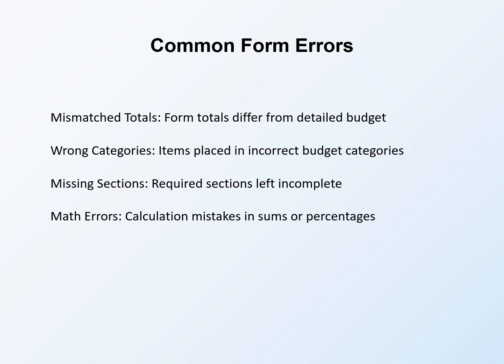Math errors in sums or percentages occur when calculations are wrong. Fringe should equal salary times rate. Indirect should equal MTDC times rate. Category subtotals should sum to total. Check every calculation, recognizing that even electronic systems can contain user entry errors.